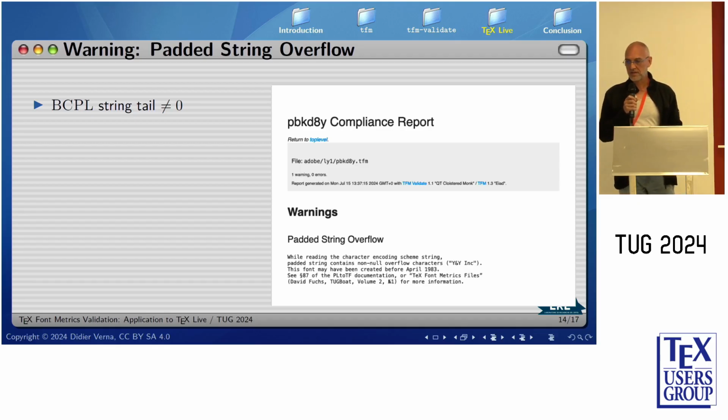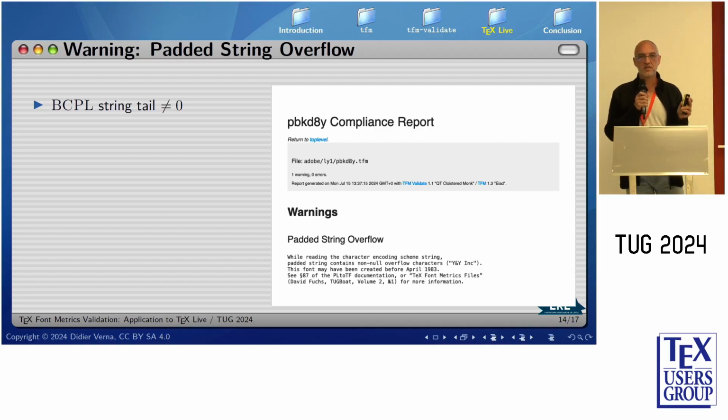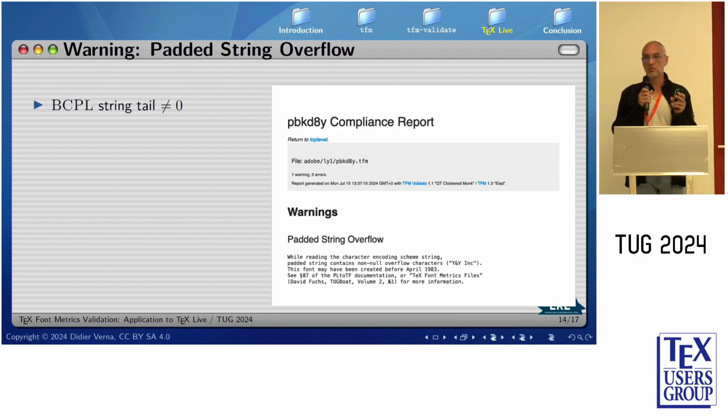Second warning: padded string overflow. In the header of a TFM file, you have 2 so-called BCPL strings of a fixed length. The strings also declare their length. One is 40 bytes or words, I don't remember, long, and another is 10 bytes or words long. But you do not need to use the full storage. If you don't use the full storage, the trail of the string is supposed to be zeroed out.